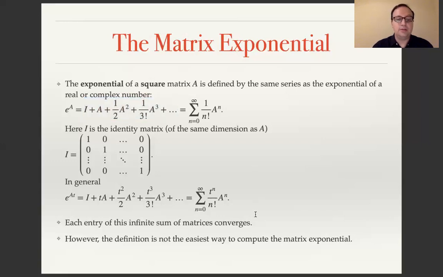And each of these sums converges. We're not going to prove this in this course, but the proof is not very hard. So this definition by an infinite sum is guaranteed to produce a valid result because it converges for any matrix A and any t. So even though this is a good theoretical definition, this is not the way that people usually compute the matrix exponential. So we'll see how to compute it very soon.